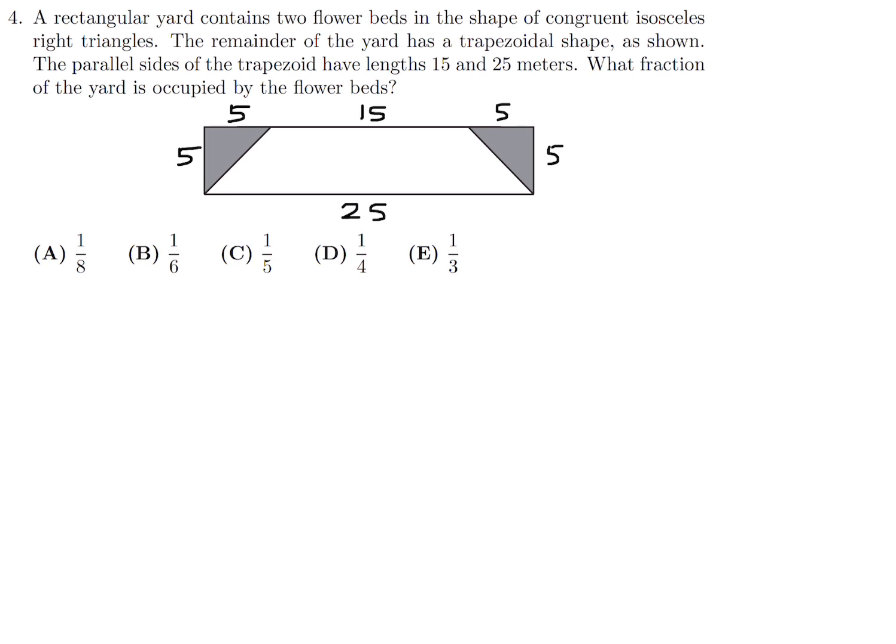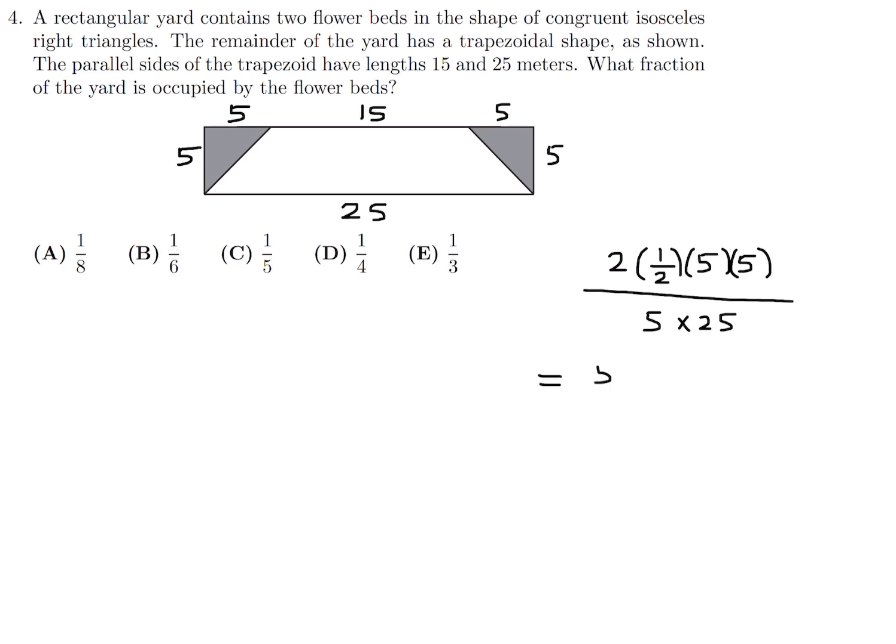So we have to figure out what fraction is flower beds. So that's 2 times 1/2 base times height. The base is 5, and the height is 5. And that is the area of those 2 flower beds that's represented by the shaded regions. And we have to divide that by the total area, and that is going to be just the area of a rectangle with dimensions 5 and 25.